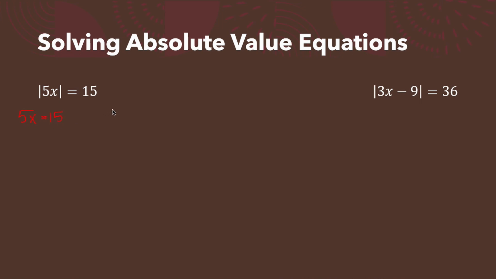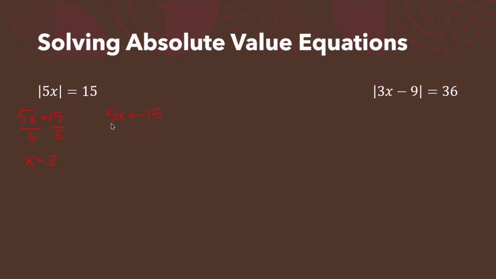And 5x is equal to negative 15. So let's solve both of these. 5x is equal to 15. Now this is a pretty simple linear equation. Both of these are. So we divide by 5 on both sides. And we get x is equal to 3. Okay, we're not boxing those yet because we don't know if there are extraneous solutions.